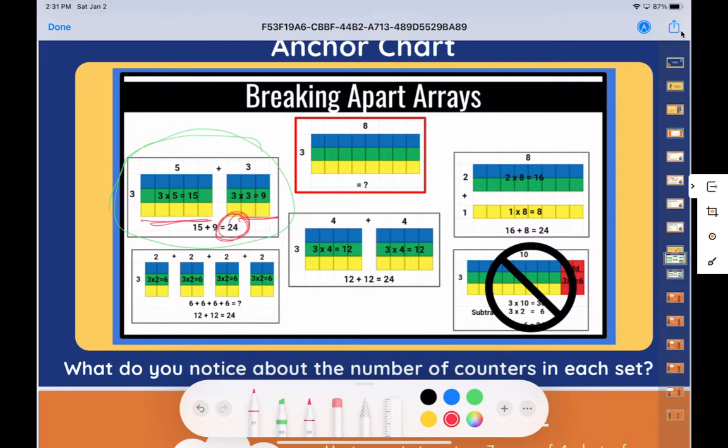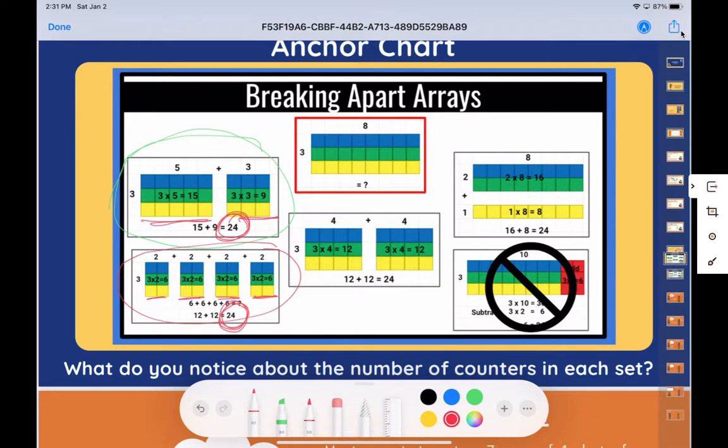In this picture here, I have 3 times 2, which is 6. I have another 3 by 2, which is 6, another 3 by 2, which is 6, another 3 by 2, which is 6, and I have 24 counters.